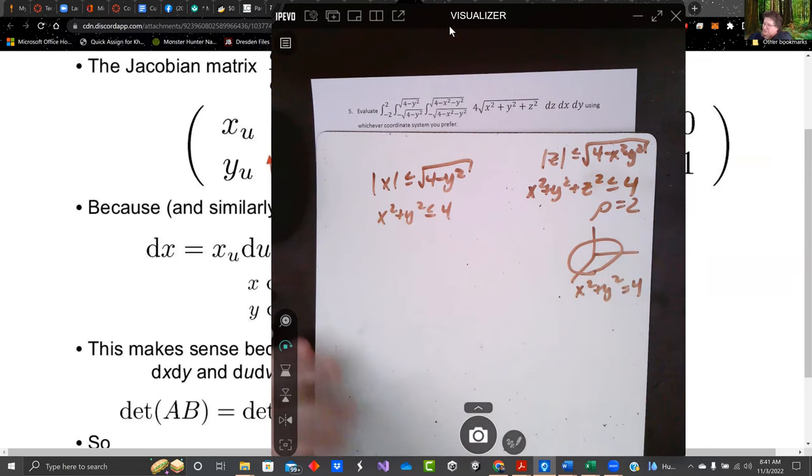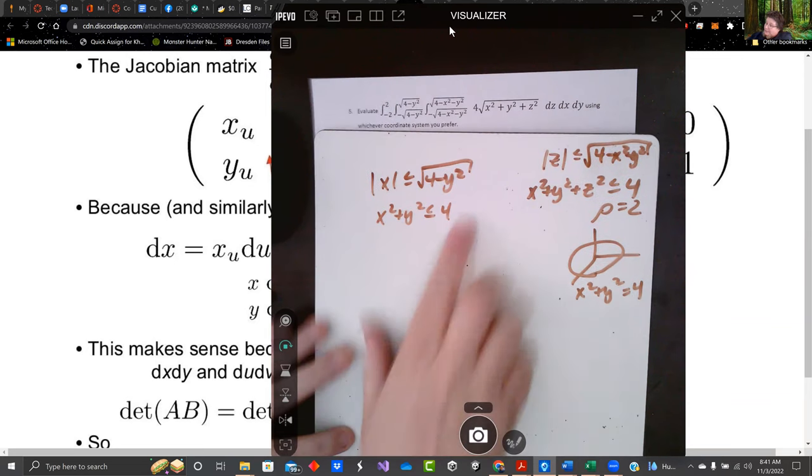I was looking at the circle right here. Sorry, messed me up. Okay, so what do we got?